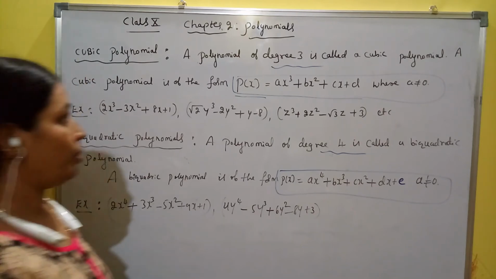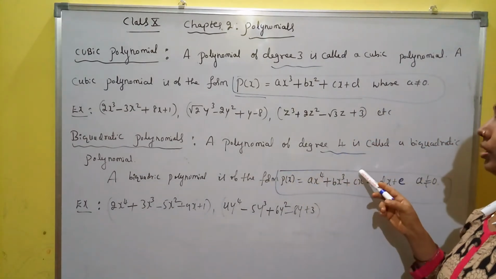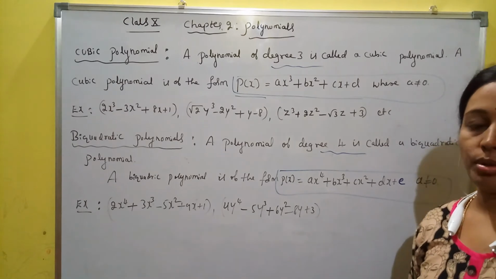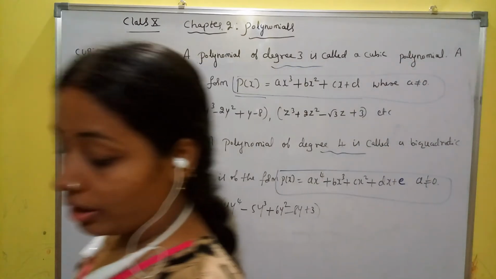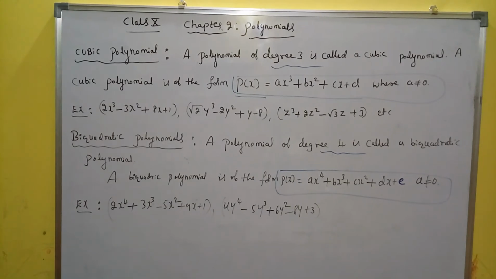If the degree of the polynomial is 3, it is known as a cubic polynomial. If the degree of the polynomial is 4, it is called a biquadratic polynomial. If the degree is 2, it is known as a quadratic polynomial. If the degree is 1, it is known as a linear polynomial.